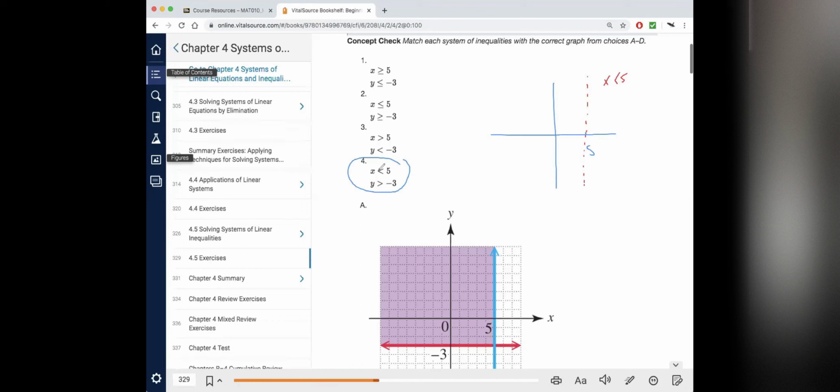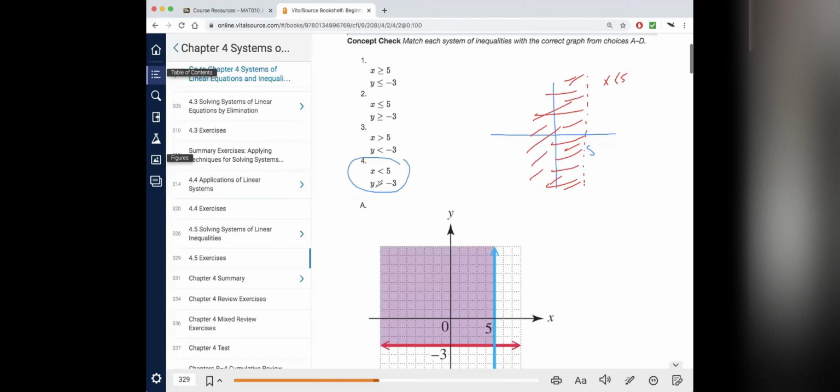So again, first you want to do the line. If it's x, the line is like this. If it's y, the line will be horizontal. Then x less than 5. So any number to the left of that broken line is that inequality. This is the inequality. Then we do the other one.